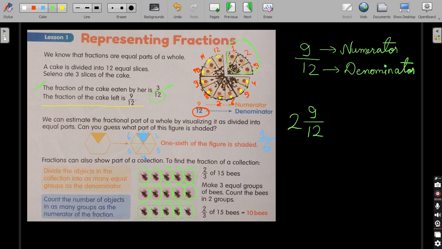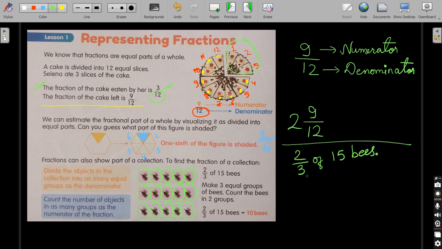Now we need to find out this entire fraction. They are telling us to divide the collection into equal parts. Now they are telling us to find 2 by 3 of 15 bees. I need to find out 2 by 3 of 15 bees.